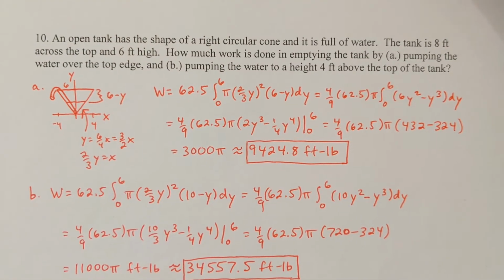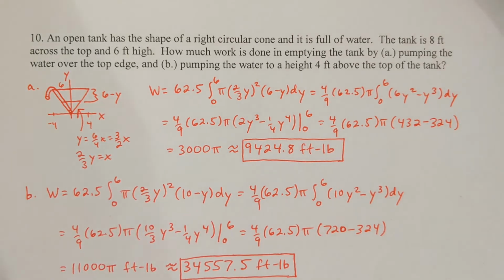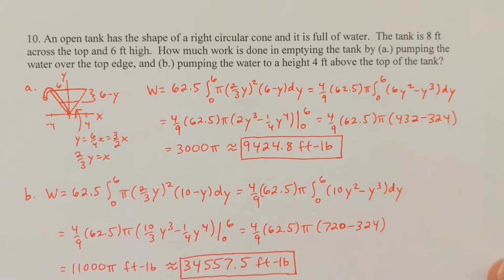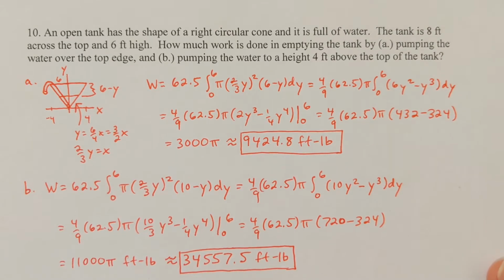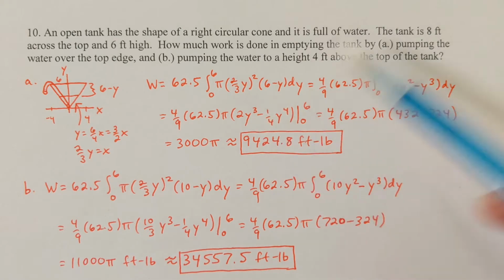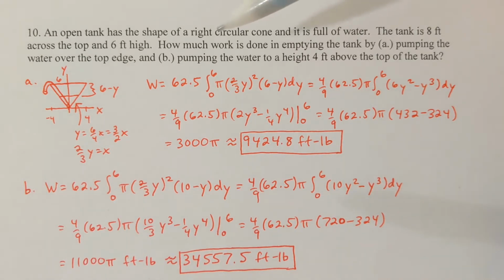So let's take a look at problem 10, where it says an open tank has the shape of a right circular cone and it is full of water. The tank is 8 feet across the top and 6 feet high. How much work is done in emptying the tank by part A, pumping the water over the top edge, and then part B, pumping the water to a height of 4 feet above the top of the tank?